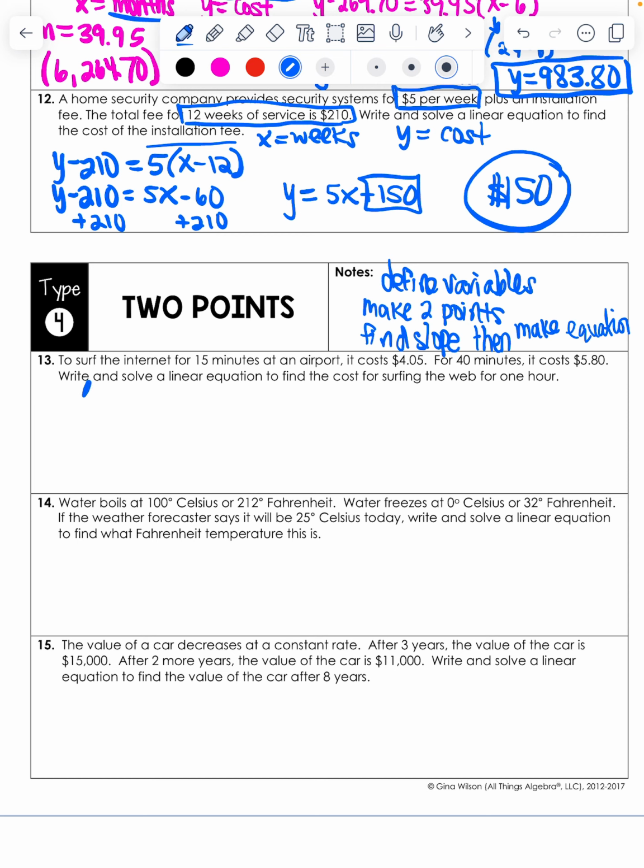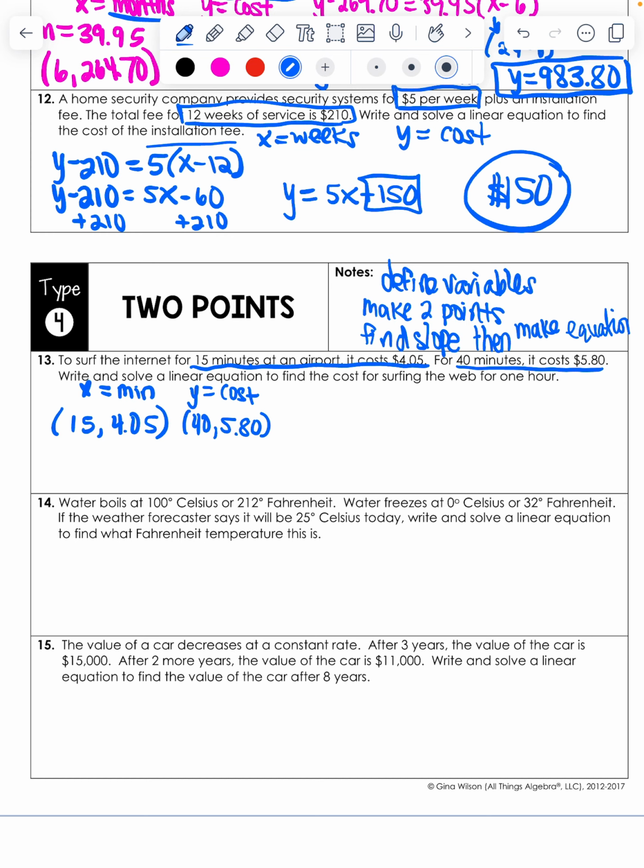So before we do that, let's just make sure we understand what x represents and what y represents. This problem is dealing with cost, so y is cost, and we're looking at minutes for surfing the web, so x is going to be minutes. Therefore, this information, 15 minutes, it costs $4.05. That's one ordered pair, 15, 4.05. The second ordered pair would be 40, 5.80.